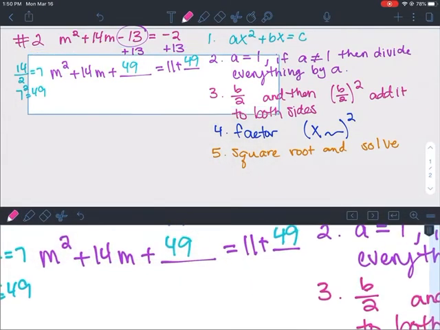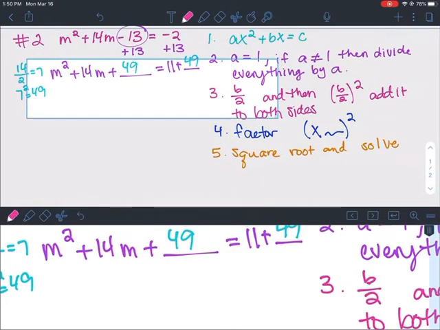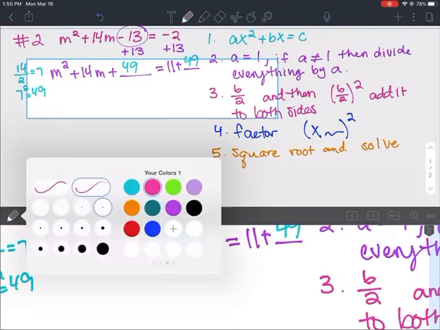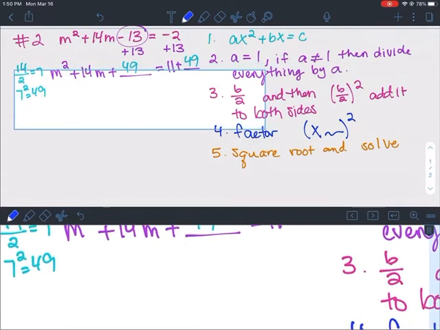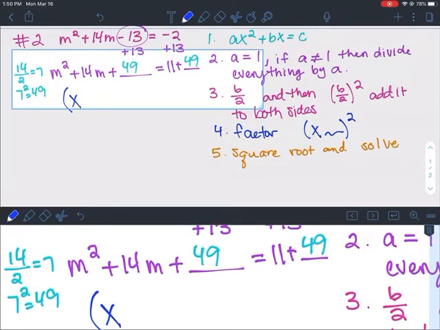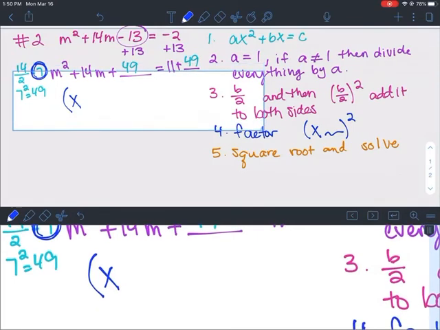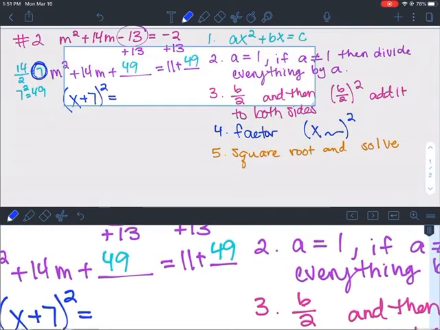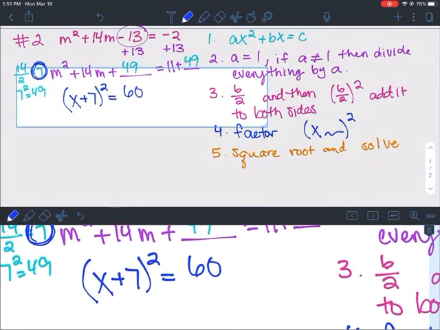Okay. So now we need to create our factor. So this is made of x and whatever half of b was. So that's this number here. Half of my b value was 7, so x plus 7 squared equals 11 plus 49. I'm doing some calculations, which is 60.